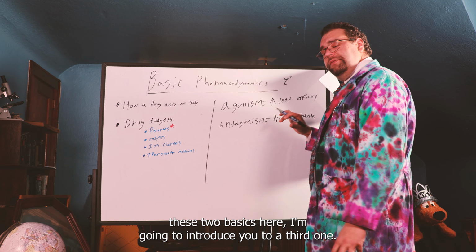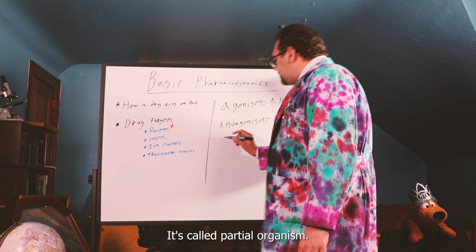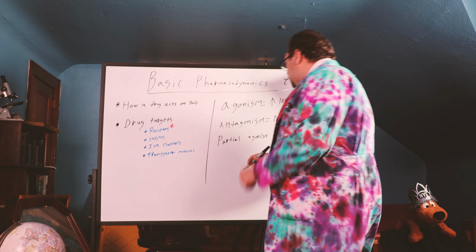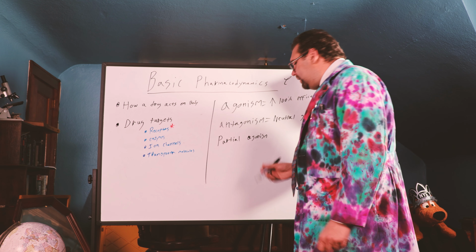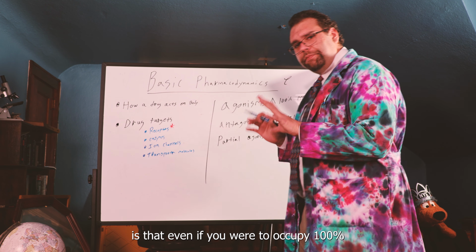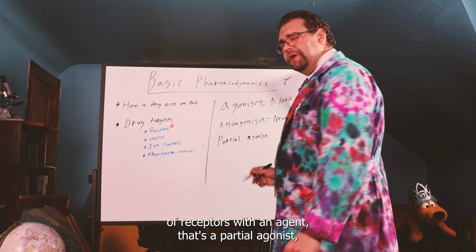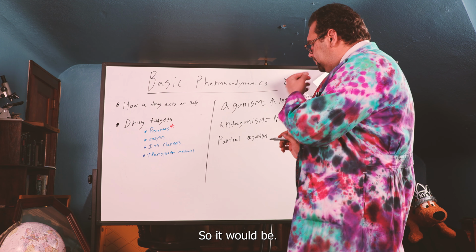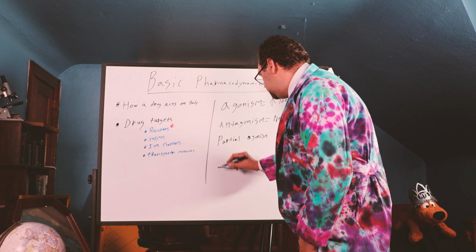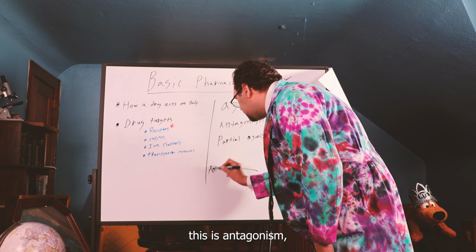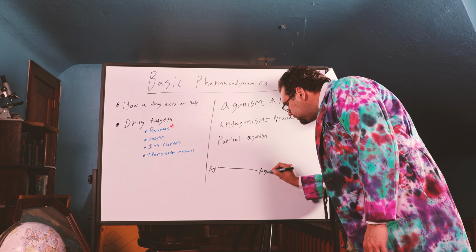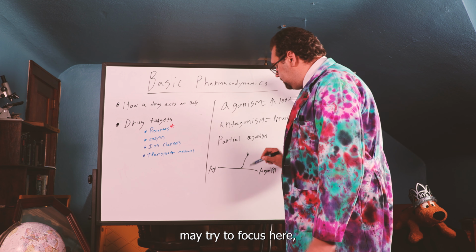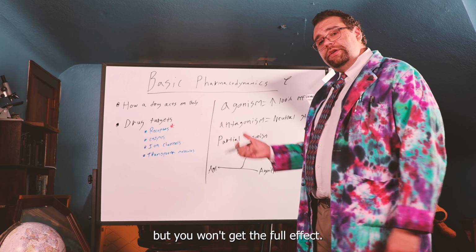Okay. Now that we have these two basics, I'm going to introduce you to a third one that's also very important. It's called partial agonism. What this means is that even if you were to occupy 100% of receptors with an agent that's a partial agonist, you can never reach 100% efficacy. So let's say this is antagonism, and this is agonism. A partial agonist may lean a little bit more towards agonism, but you won't get the full effect.